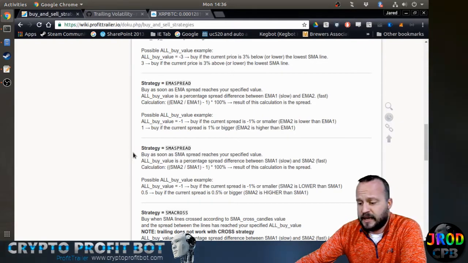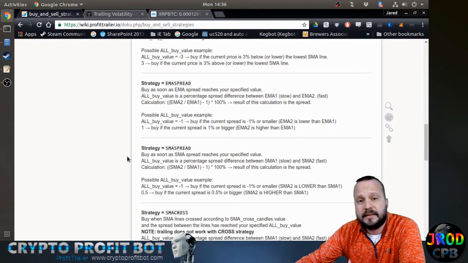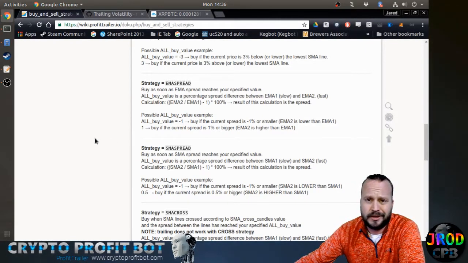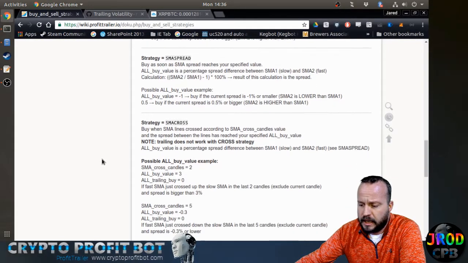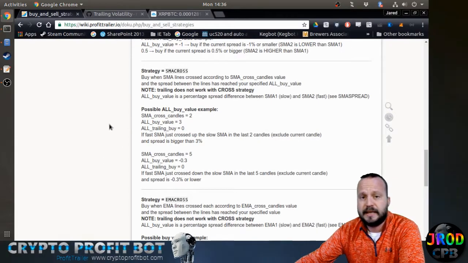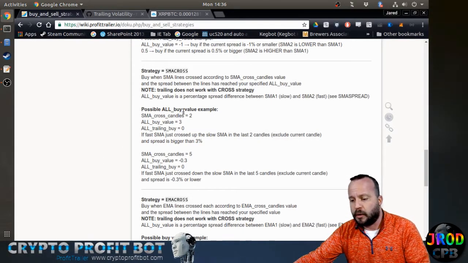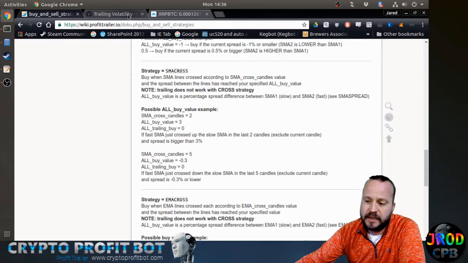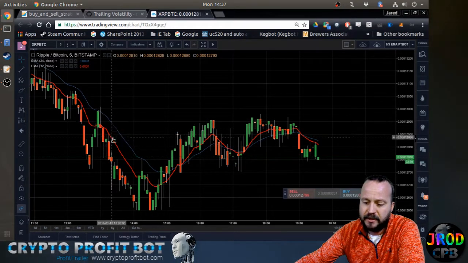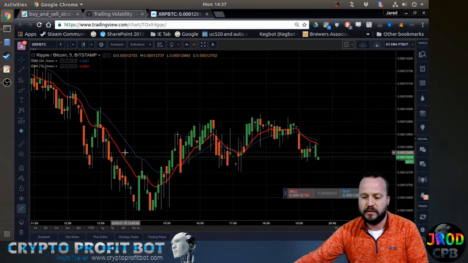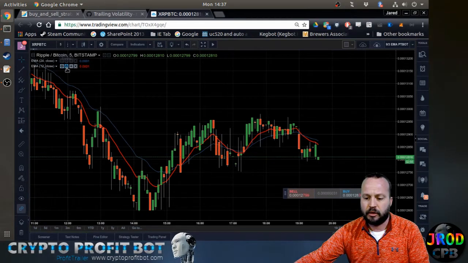SMA spread, kind of the same thing. It's two SMA lines instead of EMA lines, so I probably don't need to redraw that, but it's the same exact concept. And then we are going to get to the SMA cross. In the EMA spread, it doesn't care about what's happened. All it is really looking for is the value between these two. In the cross, it's actually looking for, did it cross?